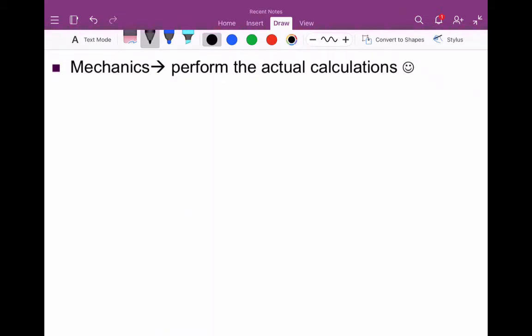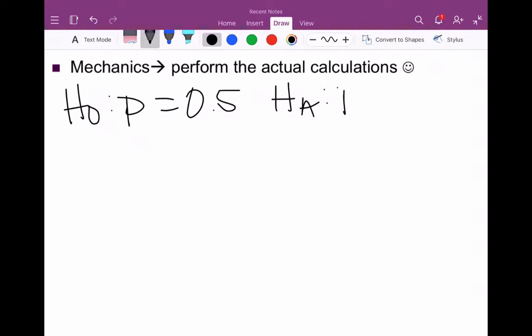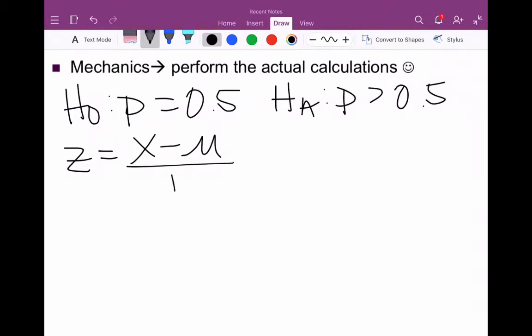Our third step is to perform the actual calculations. In this particular case, it's helpful to have your null and alternative hypotheses right in front of you, so I'm going to go ahead and rewrite them. So my null hypothesis, again, is equal to 0.5, and again, my alternative is that it is greater than 0.5. In order to perform the calculations, we want to calculate our p-value. In order to calculate our p-value, we need a z-score. So remember that the equation for a z-score is equal to x minus the mean, and in this case our mean is p, divided by our standard deviation.